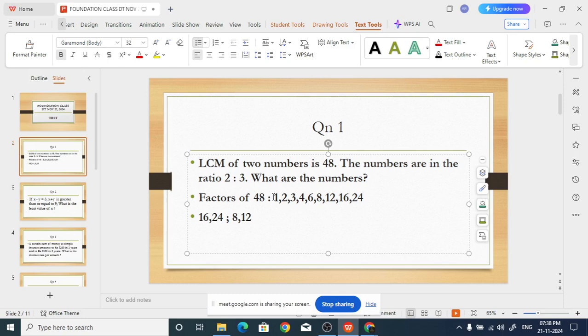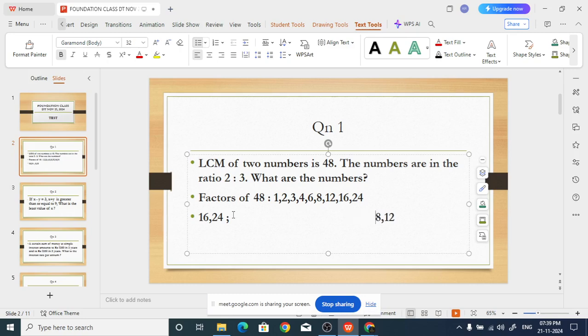I am saying there is another pair of numbers, 8 and 12, which are also in the ratio 2 is to 3. And I am asking whether 8 and 12 also can be the numbers. Sabari says yes. I am saying no. So this is not the right answer. 8 and 12 is not right. Only 16 and 24 is the right answer.